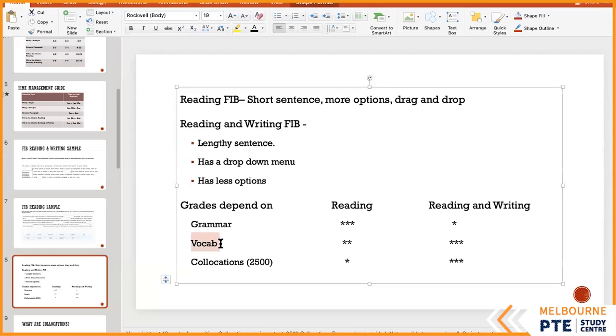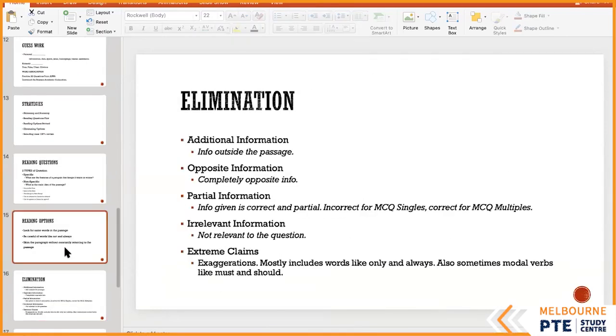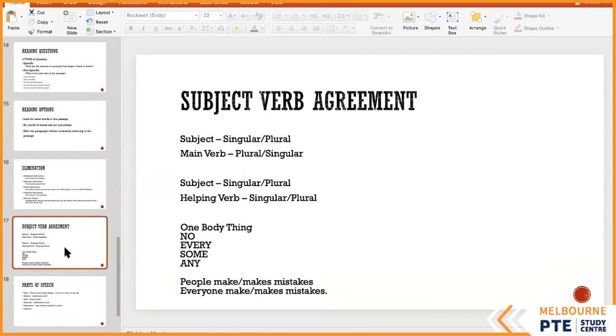Right. Now, that brings us to the main point that whenever we're doing fill in the blanks, reading and writing, it is dependent on collocations. And in order to improve collocations, the only way I can improve is I need to improve my vocabulary. We are going to change our focus to grammar.